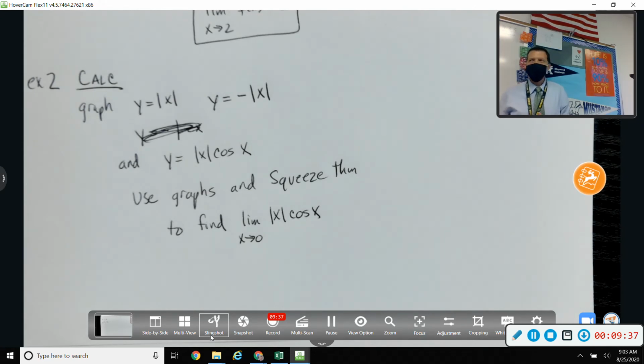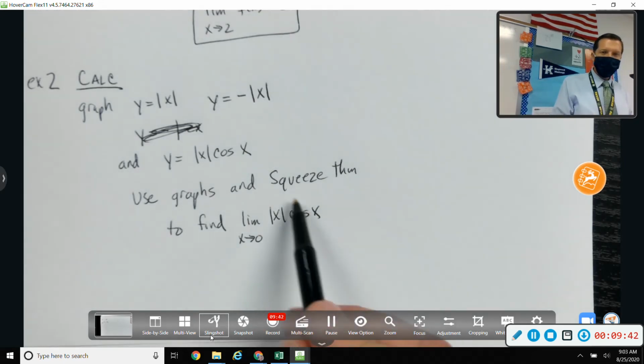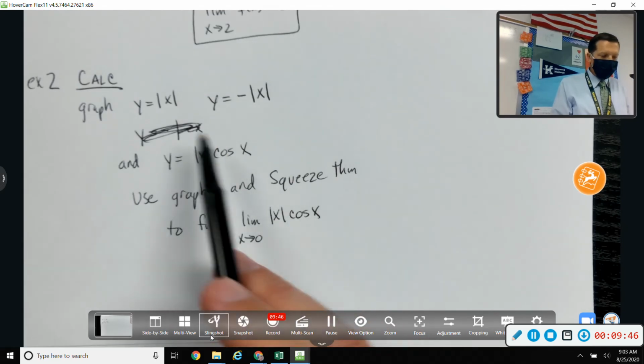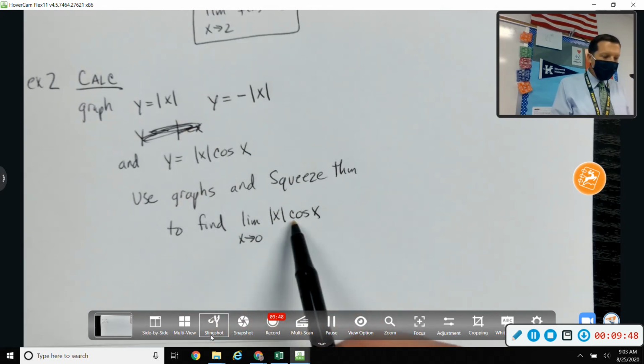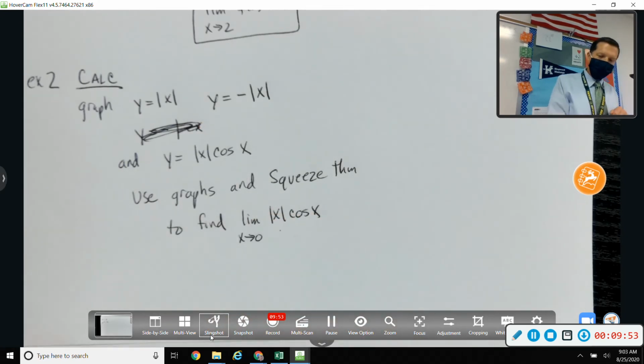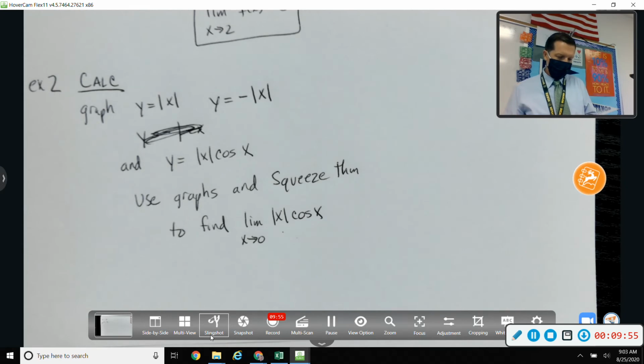That's a whole lot of words, but if it says use the squeeze theorem, then I'm pretty sure this guy needs to be squeezed in between the other two. So that's why it says graph them to see. And if he's squeezed in between the other two, then we can use the other two to figure out this one's limit.